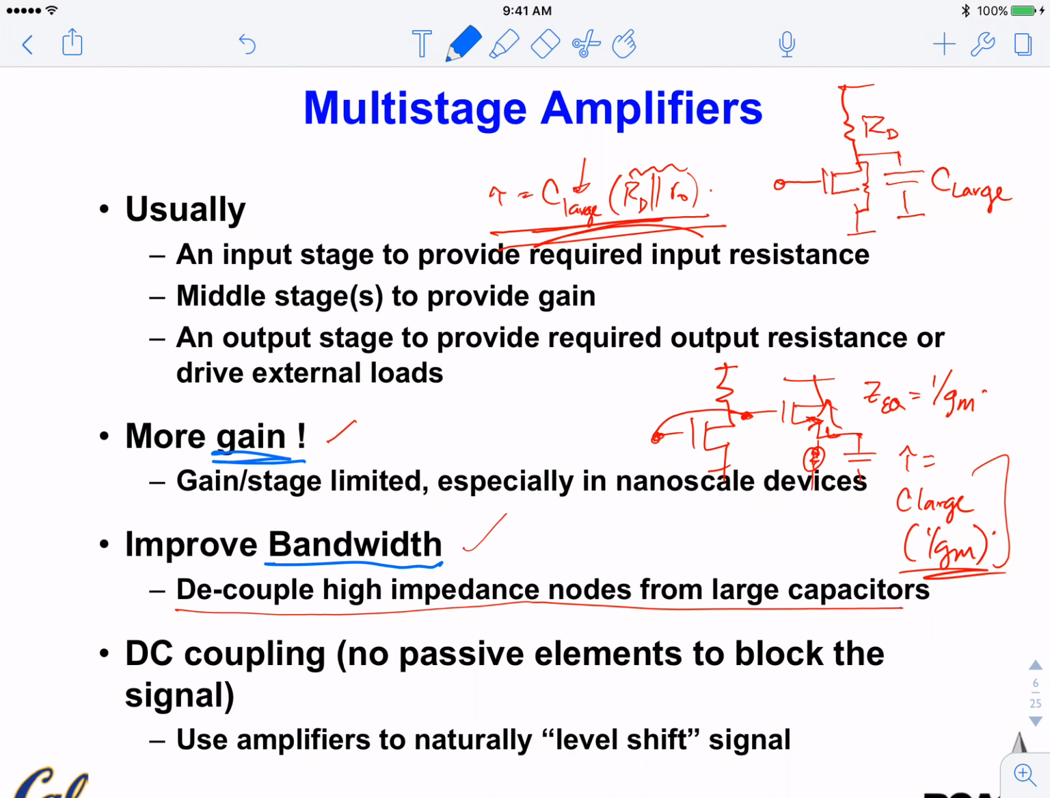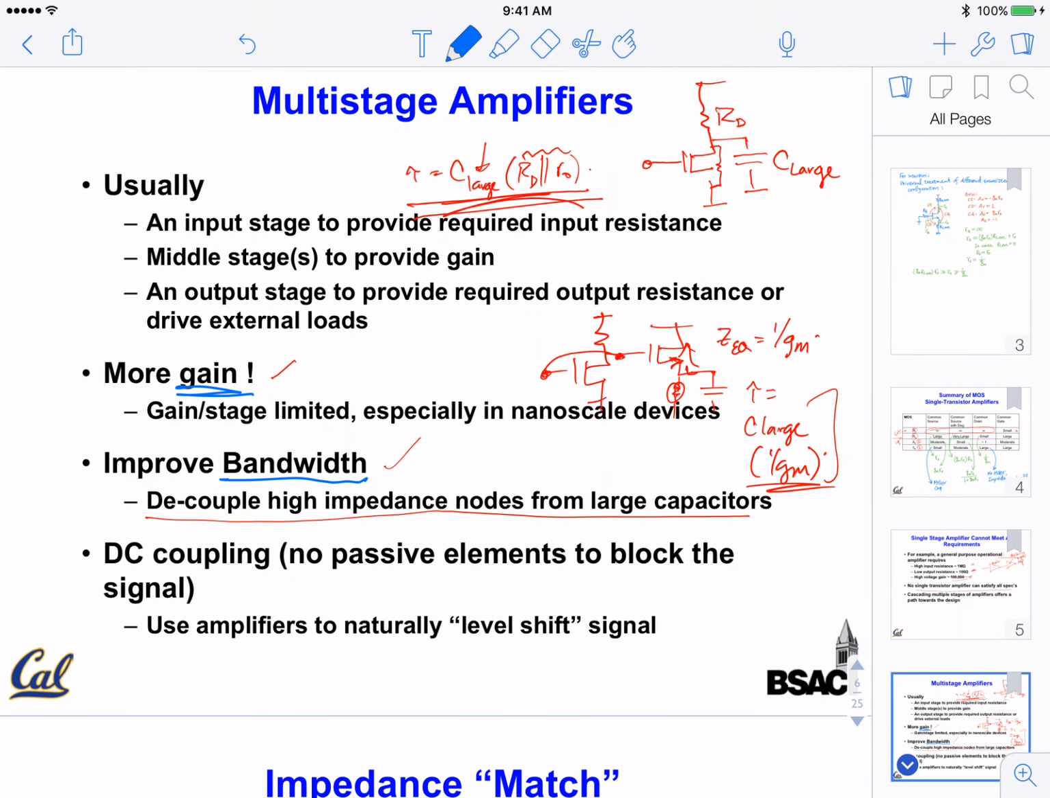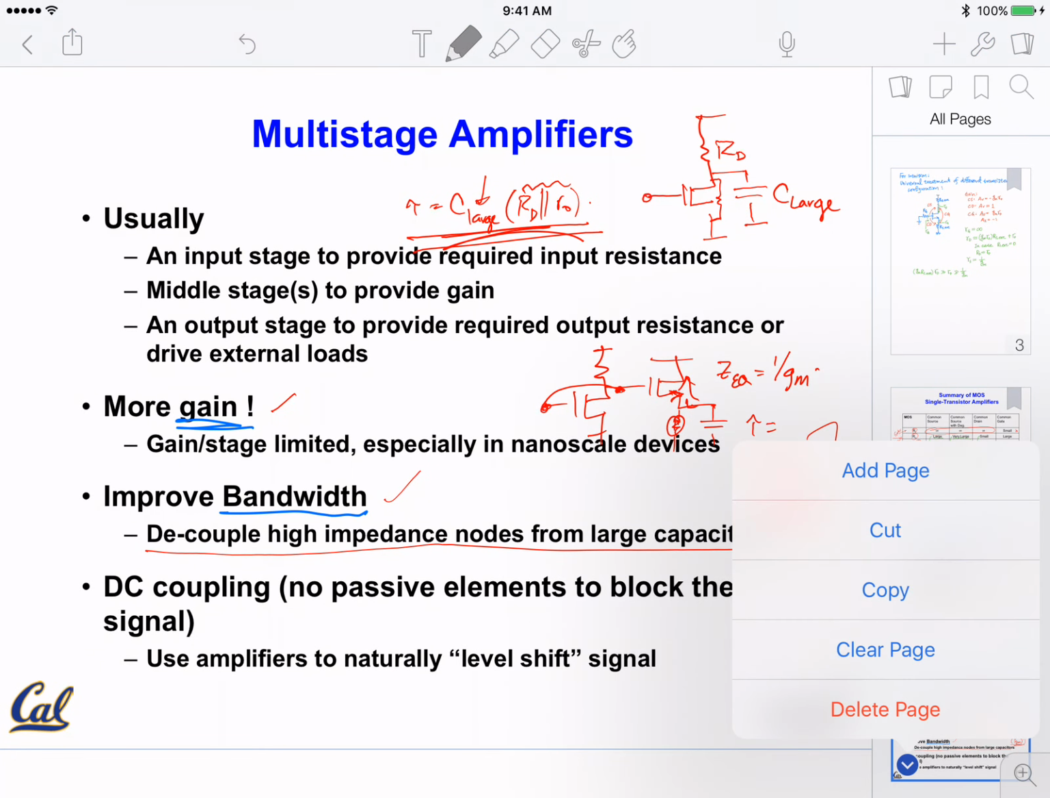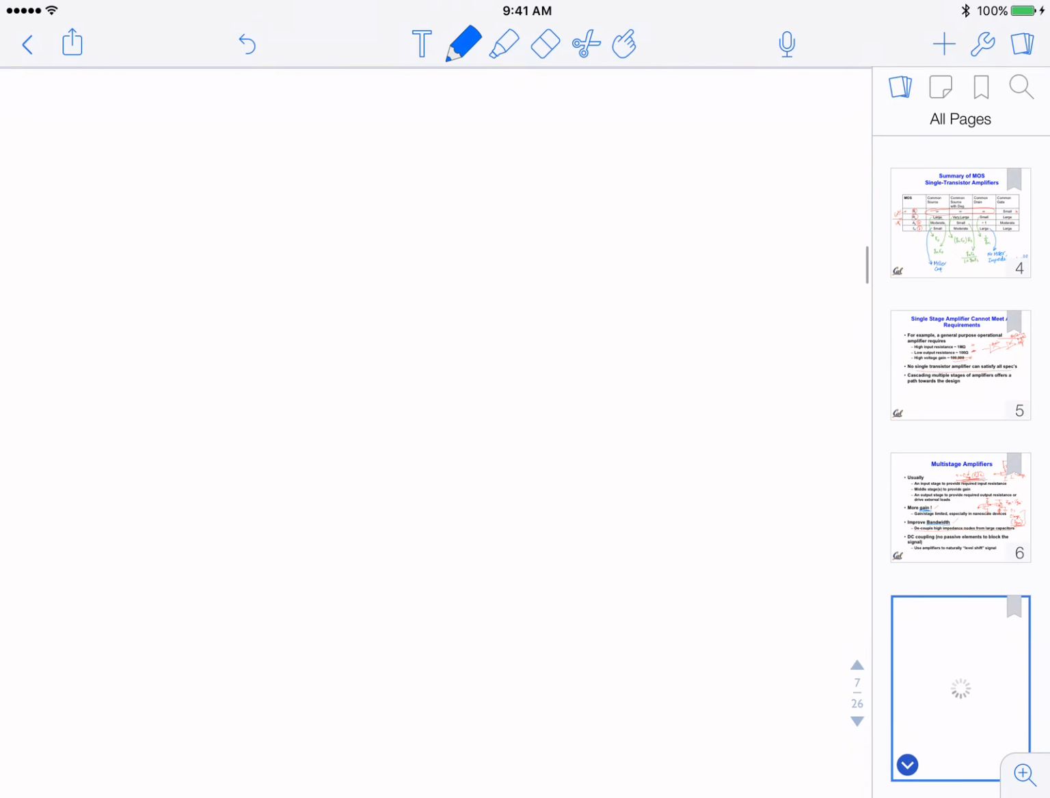Okay. DC coupling. We really learned two ways of biasing a circuit. Let me add a page for comments here.